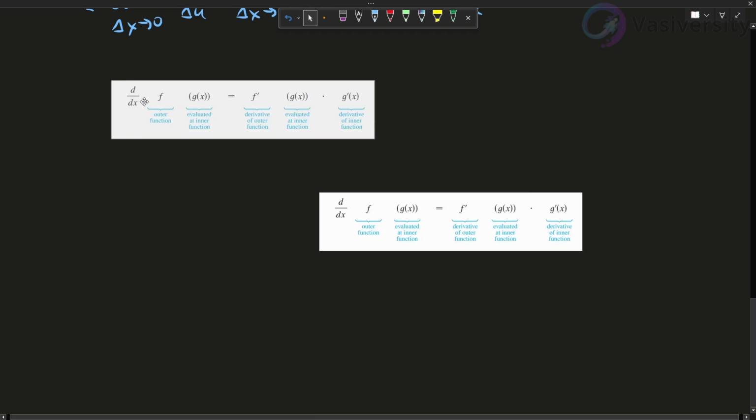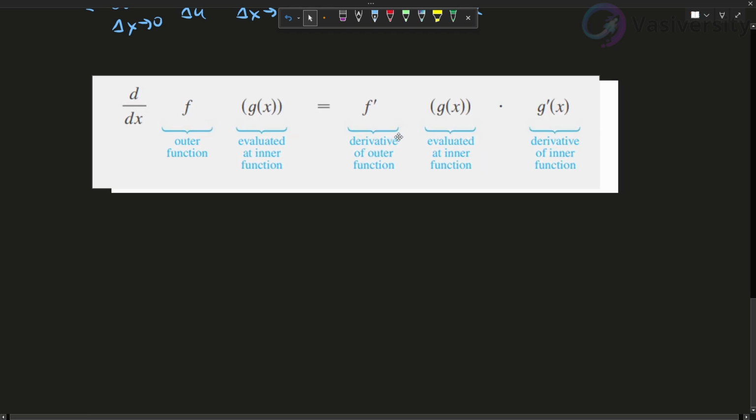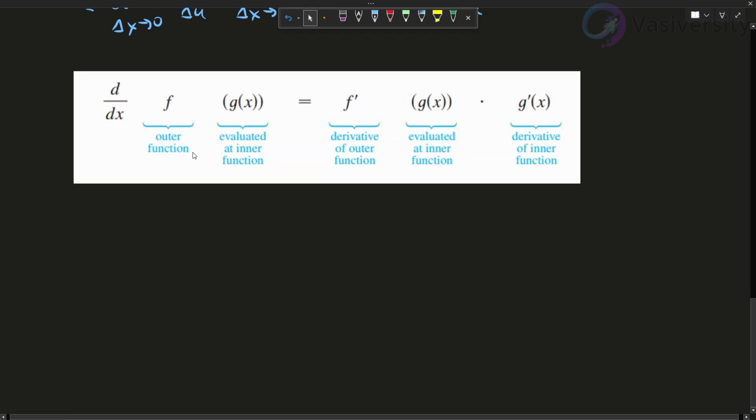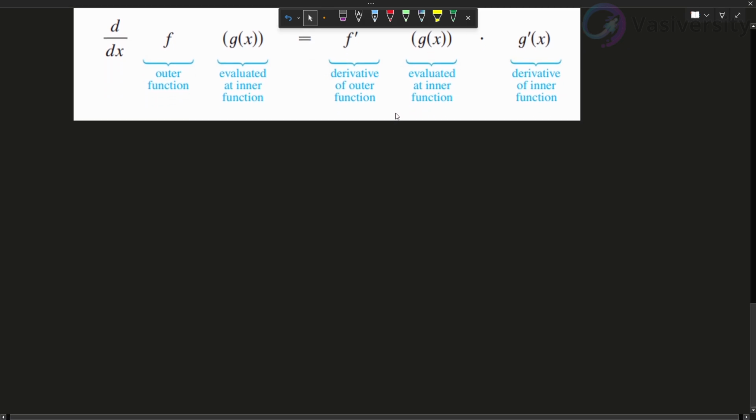So if we're taking a chain rule of a composite function, we have to be able to identify what is the outer function and what is the inner function. Then we take the appropriate derivative of the outer function, evaluated at the inner function, and multiply by the derivative of the inner function. So this is very, very important. Okay, let's go ahead and take a look at the example.